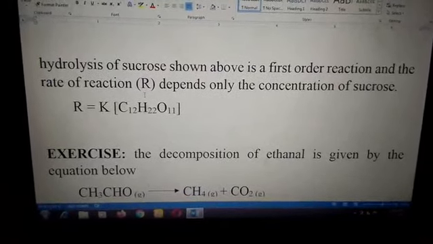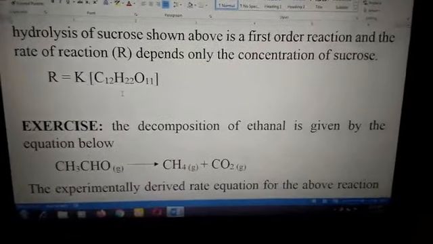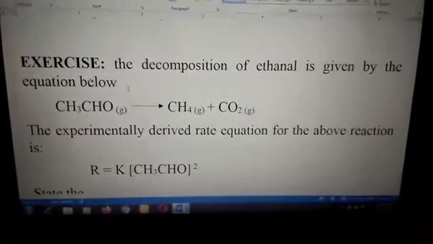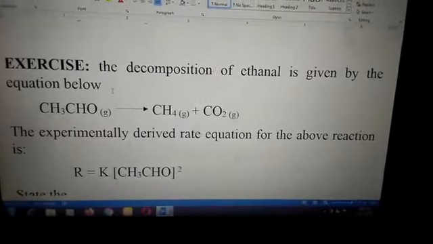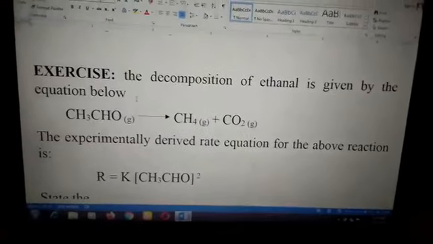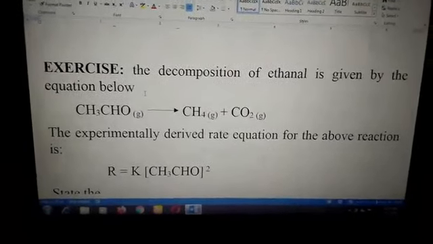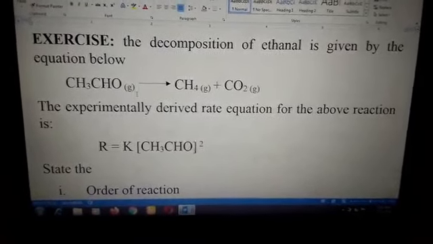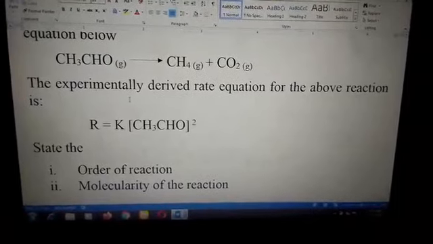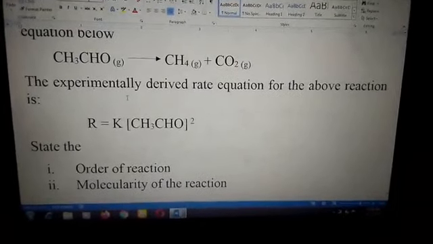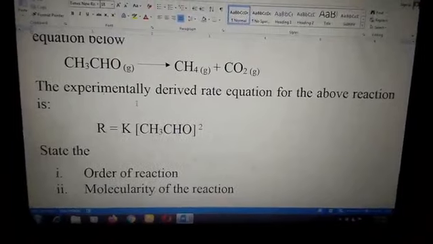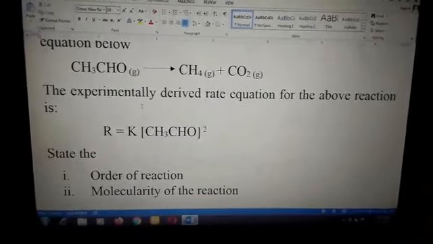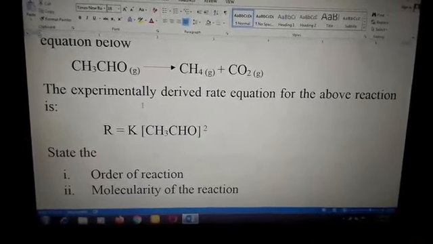We have an exercise that says the decomposition of ethanal is given by the equation CH3CHO, that is ethanal, decomposing to methane, CH4, and CO, carbon monoxide. Then the experimentally derived rate equation for the above reaction is given as R equal to k, bracket open, CH3CHO, that's ethanal, in bracket, raised to power 2. And we have to state: I, the order of reaction; II, the molecularity of the reaction.